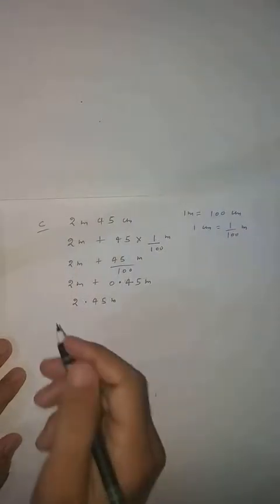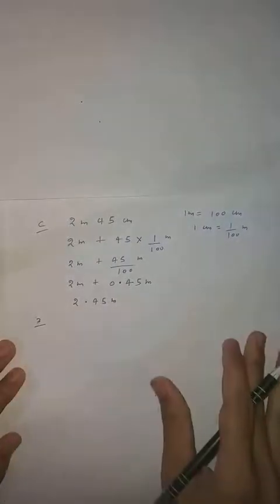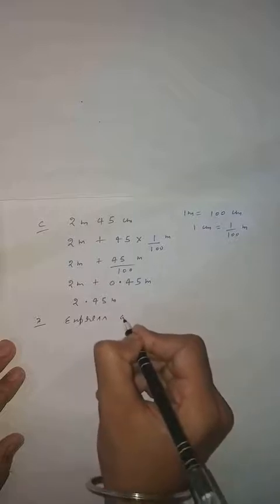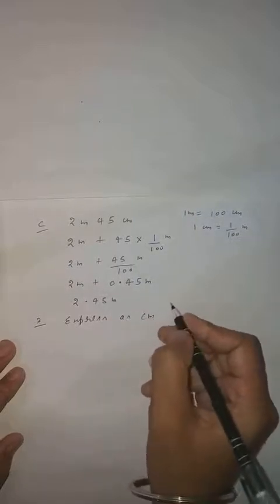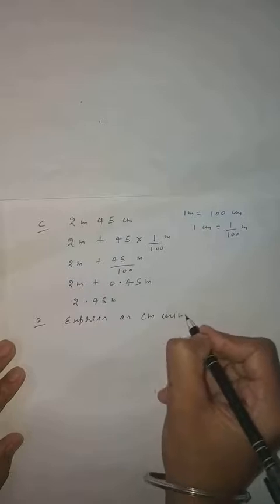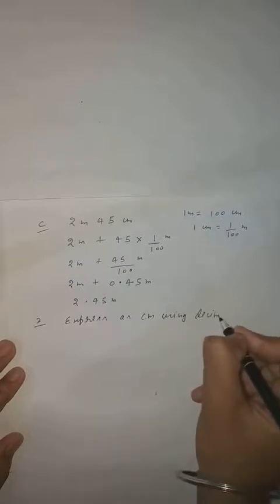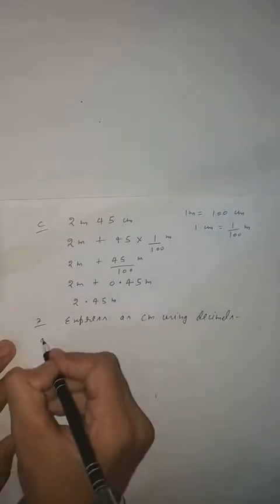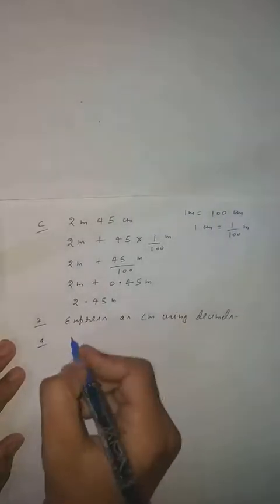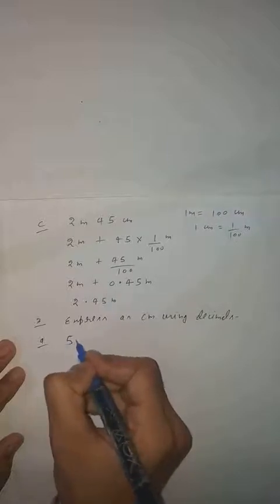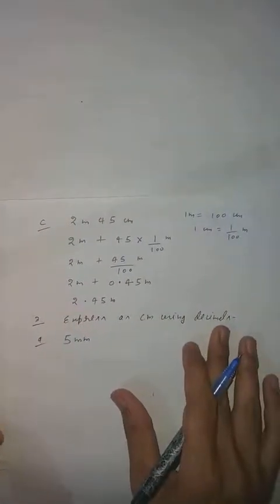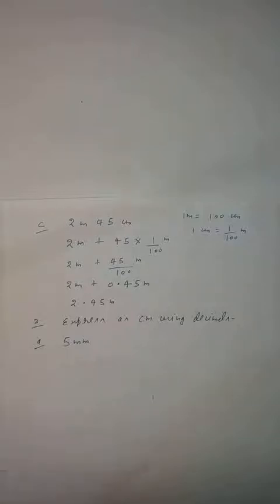The next question is the third. Express as centimeter using decimal. Clear? Now come to question number A. What is given? 5 mm. Clear? You know that, student. Again you have to write down what you have to do in this question. You have to also follow the same pattern.